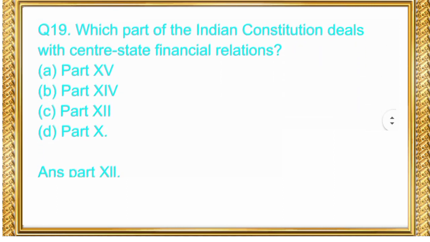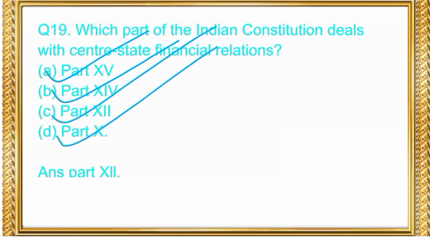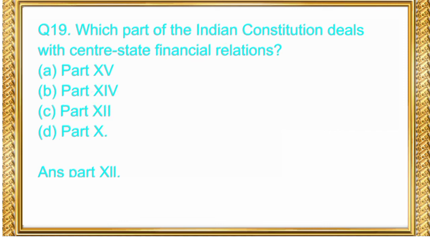Next question is question number 19, asking that which part of the Indian Constitution deal with the center-state financial relation. Option A is given part 50, and B is given part 14, and C is given part 12, and D is given part 10. And correct option is C, part 14. Sorry, part 12.